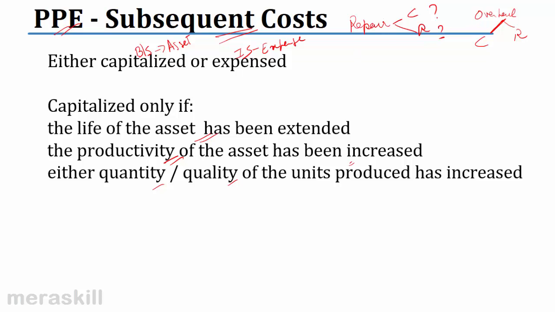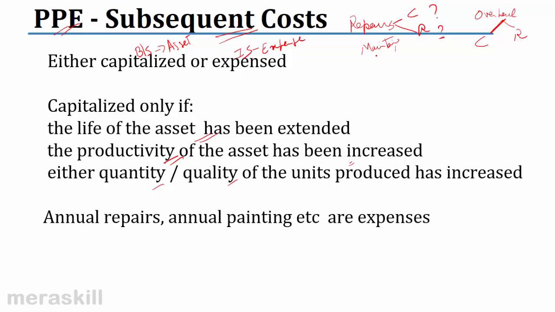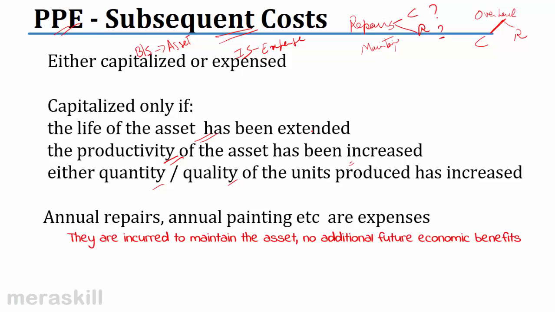But if I have regular, annual repairs, that is for maintaining the asset, maintaining the asset in its current level of production, in its current working condition, and those costs are treated as expense. So annual repairs, annual painting, etc. are treated as expenses because they are incurred to maintain the asset.